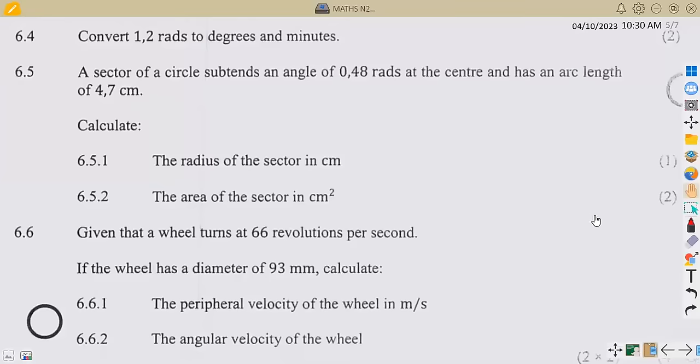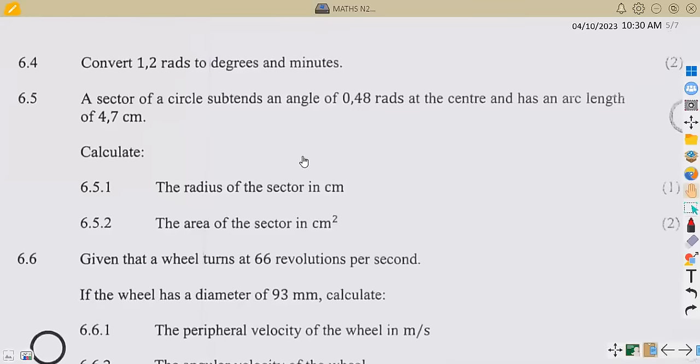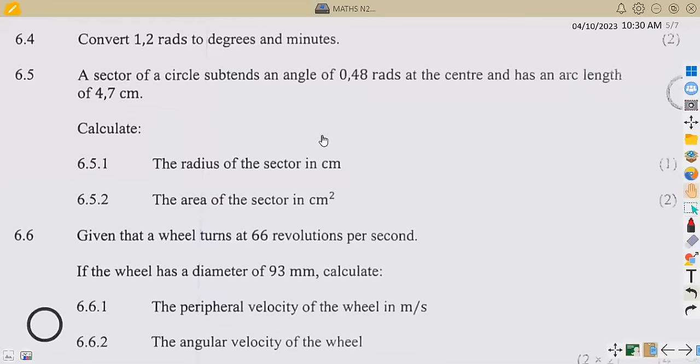On 6.4, convert 1,2 radians to degrees and minutes. Remember that we can first convert this to degrees, since we know that pi radians is equivalent to 180 degrees. So 1,2 radians is equivalent to how many degrees? That's 1,2 over pi times 180 degrees.